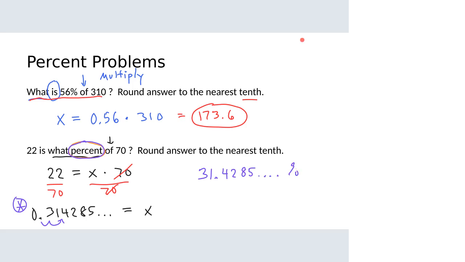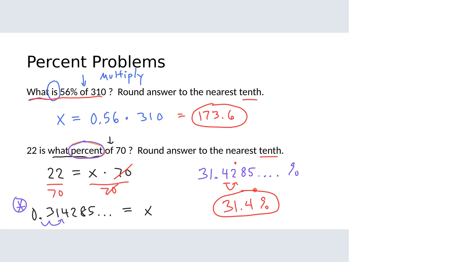Finally, the last thing we'll do here is round the answer to the nearest tenth. So we'll find the tenths place, we'll look one space to the right. That number is 4 or lower, so we'll round this down to 31.4%. So 22 is what percent of 70? It's 31.4%, about a third of it, which makes sense.